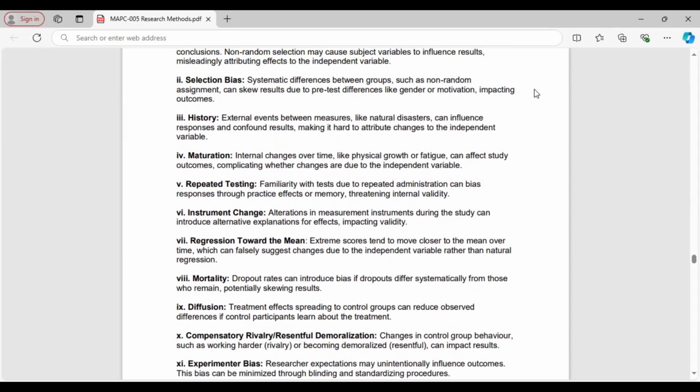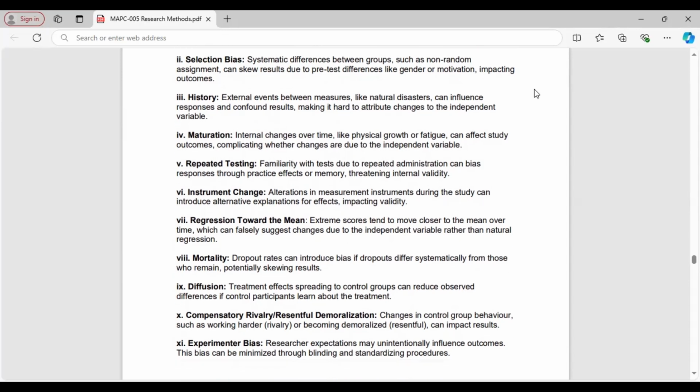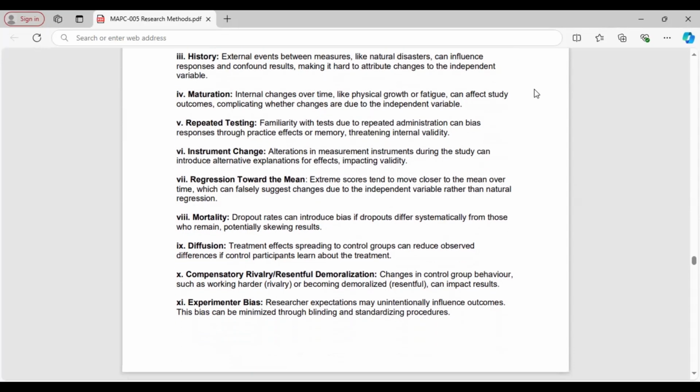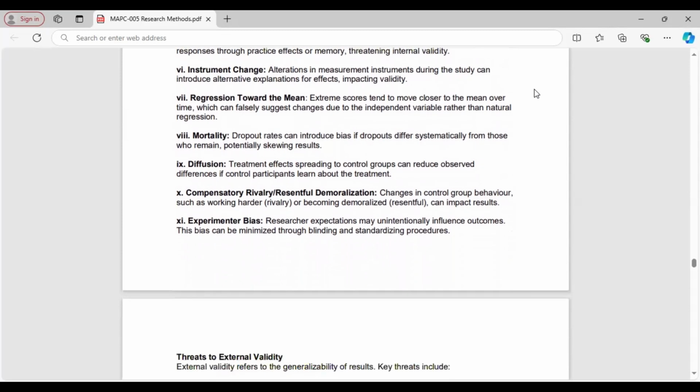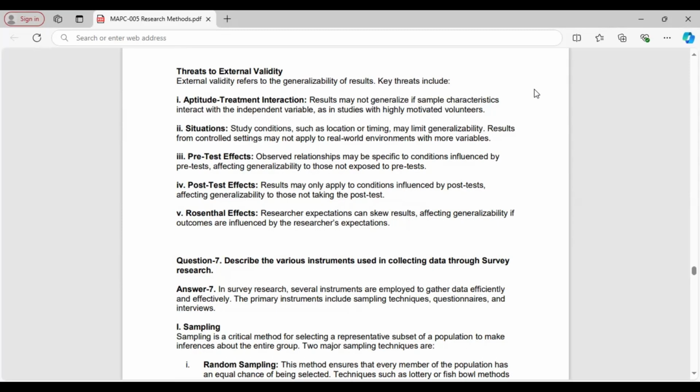Compensatory rivalry or resentful demoralization. Changes in control group behavior can impact results. Experimenter bias, researcher expectations may unintentionally influence outcomes, which can be minimized through blinding. Then, threats to external validity. External validity refers to the generalizability of results, and the key threats are aptitude, treatment, interaction.